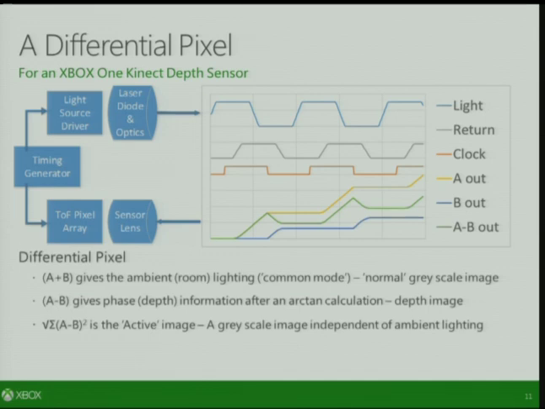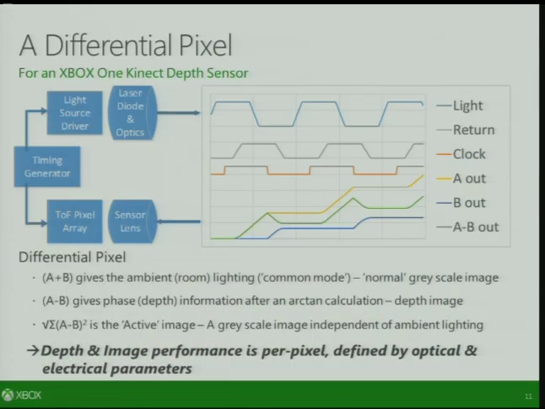So it gives us a very rich output. We can estimate ambient lighting in the room by looking at A plus B. With A minus B and an arctangent function, we can figure out distance and get a three-dimensional view of the objects in front of us. And then by taking the magnitude of A minus B, we get, think of it as a grayscale image that's completely independent of room lighting and is only dependent on our own generated light.